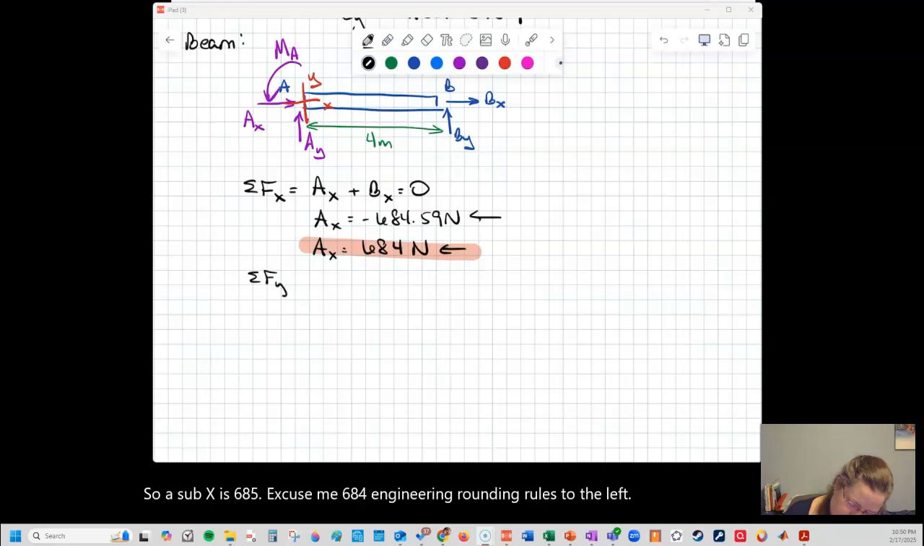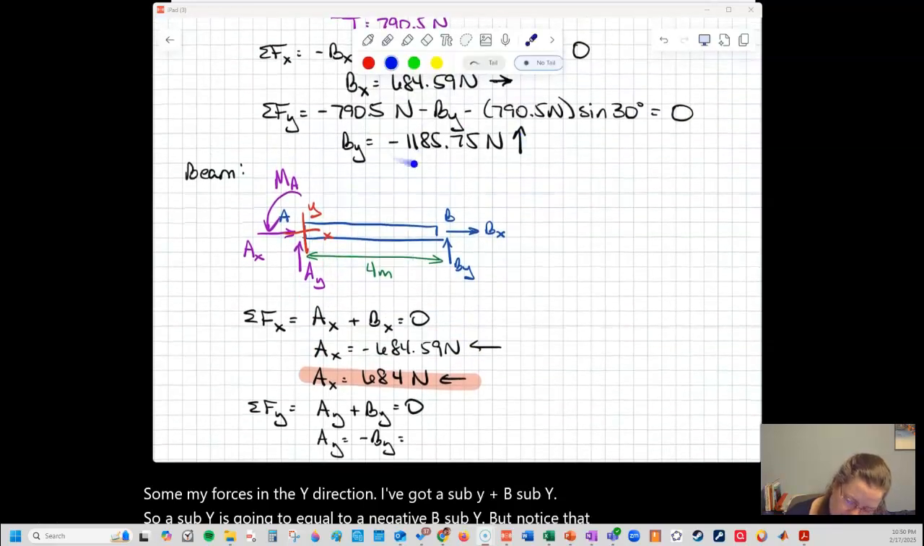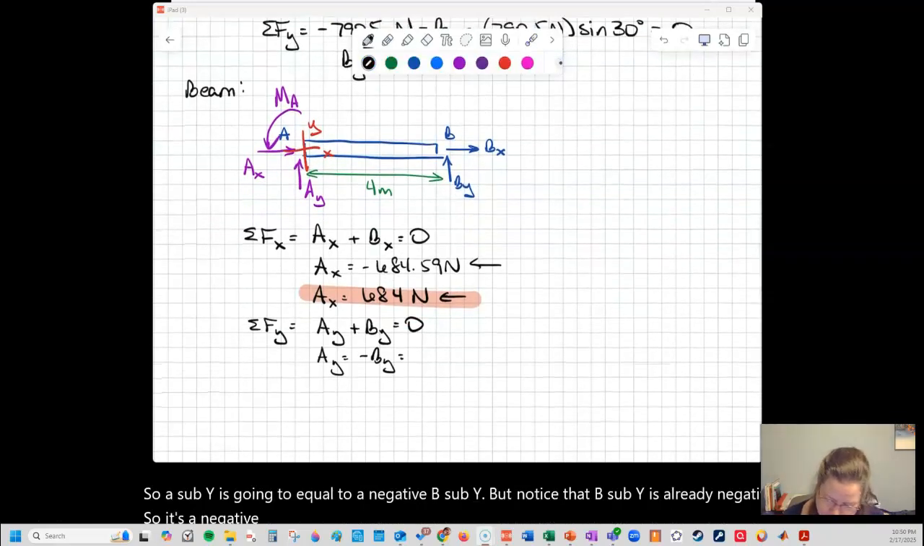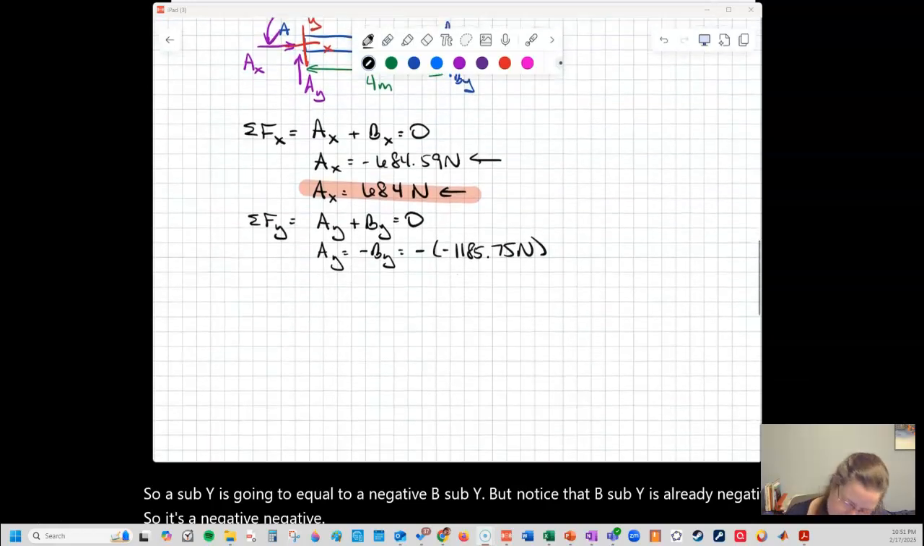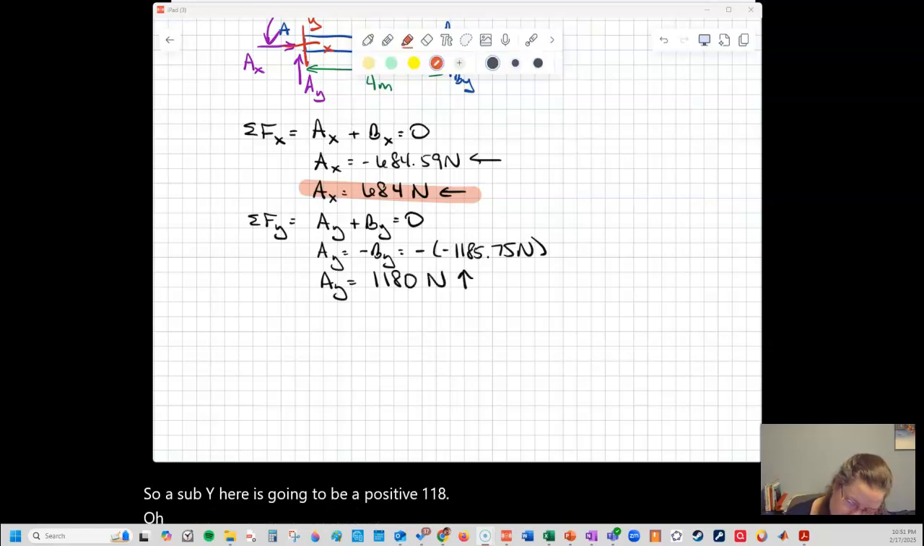Sum my forces in the y direction. I've got a sub y plus b sub y. So a sub y is going to equal a negative b sub y, but notice that b sub y is already negative, so it's a negative, negative. So a sub y here is going to be a positive 1180 newtons, acting up. Again, engineering rounding rules.